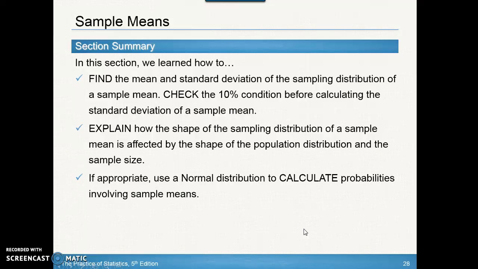Okay, so this is just a quick summary of what we've done. We found the mean and standard deviation of the sampling distribution. Make sure you calculate the 10% condition, population's 10 times the sample size, before you use the standard deviation. Explain how the shape of the sampling distribution is affected by the shape of the population and the sample size. Remember, the central limit theorem tells us nothing about the variability. The sample size tells us whether or not the standard deviation is bigger or smaller. And then when appropriate, use the normal condition to calculate probabilities involving sample means.